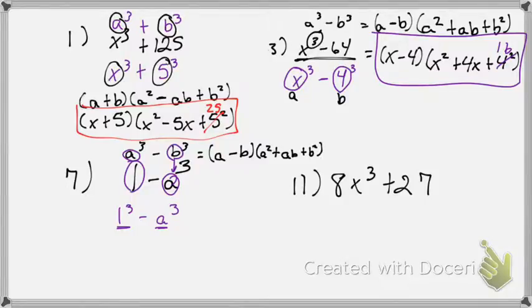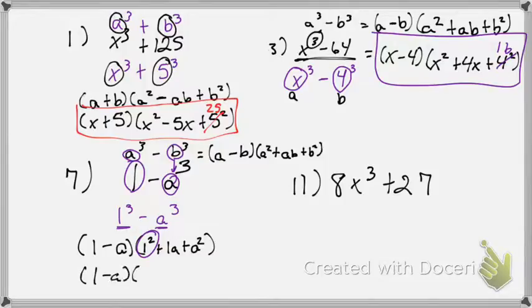Now we fill in our formula where a is 1, so we have 1 minus a. And then our second parentheses, we have 1 squared plus 1a plus a squared. But again, we see something we can work out. 1 squared is just 1, so we should write it 1 minus a, times 1 plus a plus a squared.